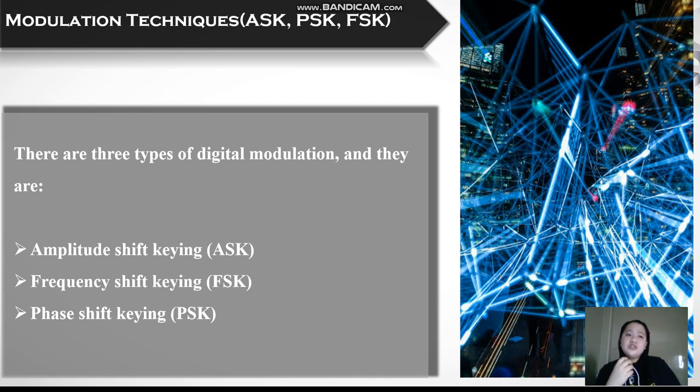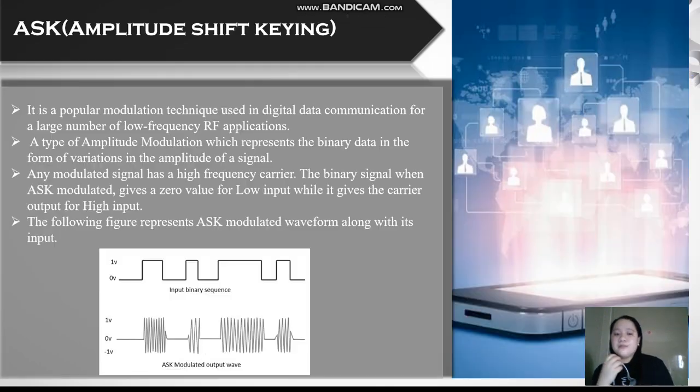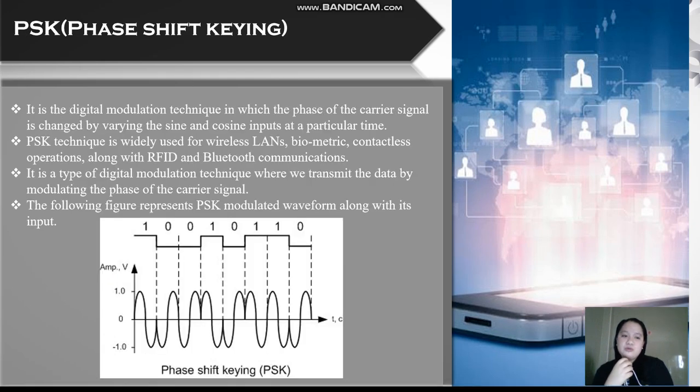So modulation techniques: ASK, PSK, and FSK. These are the three types of digital modulation: amplitude shift keying, frequency shift keying, and phase shift keying. So what is ASK? It is a popular modulation technique used in digital data communication for a large number of low frequency RF applications. The following figure represents the ASK modulated waveform along with its input. You can see here the input binary sequence and the ASK modulated output wave.